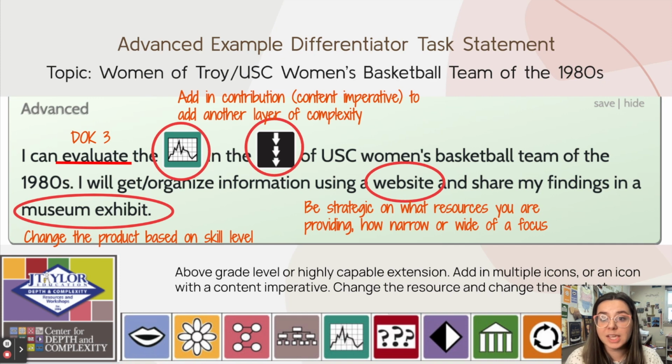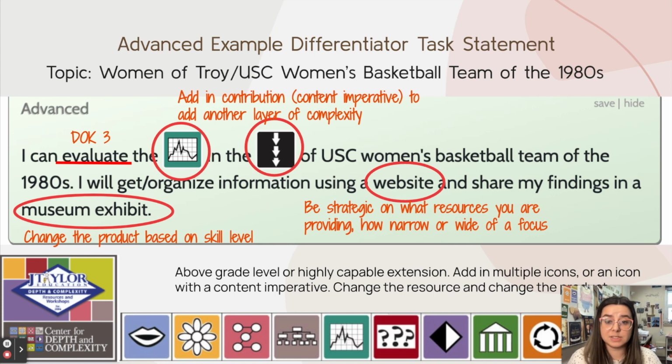So I can evaluate. So now we're in depth of knowledge level 3, adding in trends and contribution, which is a content imperative to add another level of complexity. So I can evaluate the trends and the contributions of the USC women's basketball team of the 1980s. I will get and organize information using a website and share my findings in a museum exhibit. So they're going to have to create something like a display.